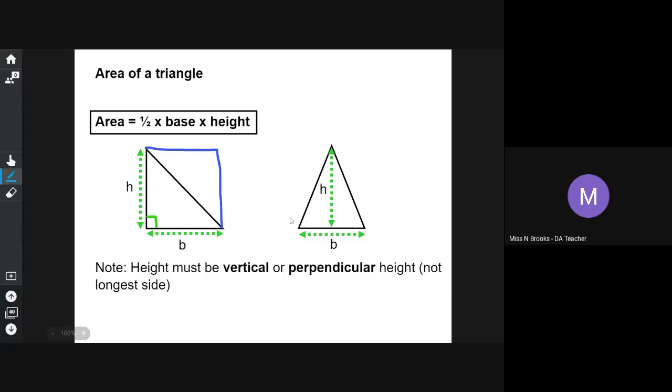Even if the triangle looks slightly different, we're still doing the base times the height, but the height has to be the height that's at right angles or vertical, so up and down. It cannot be one of the sloped edges. They're called hypotenuses, and we'll come to them later on in the year. But for the time being, you're only looking for the height that is at right angles to the base.